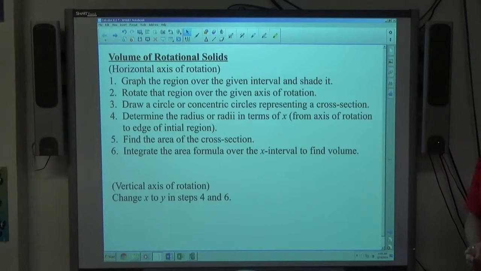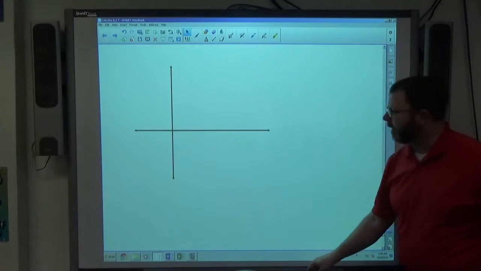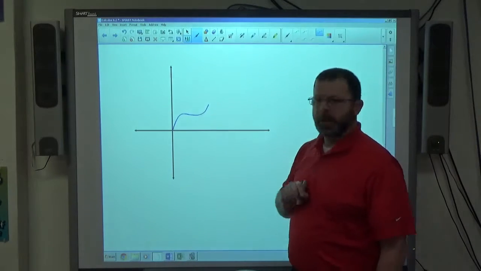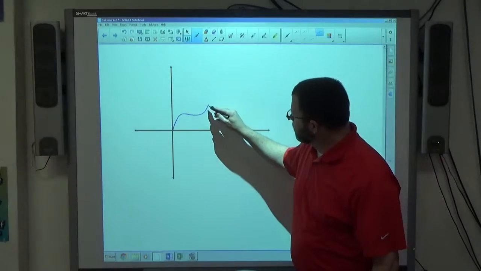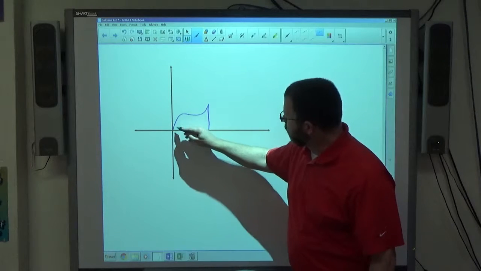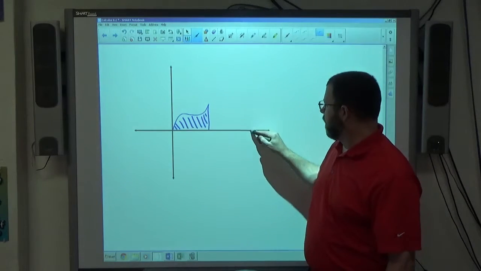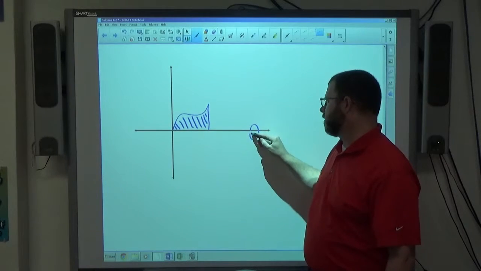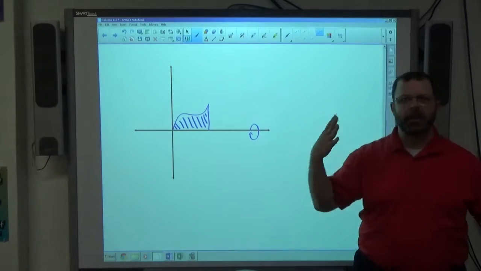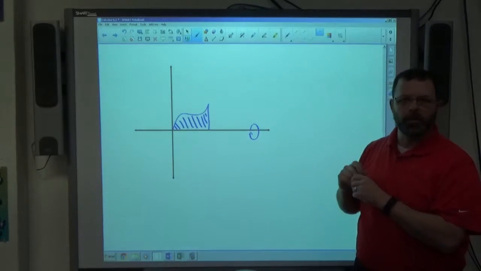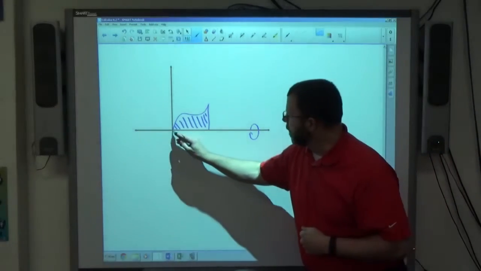All right, chapter 6.2, we're going to be finding volumes of rotated solids, and just to give you an idea of that, you have some graph, whatever it does, let's say it does something weird like that, and it creates some region here, like so. And we take that region and we rotate it about the axis. So you imagine that it's got paint or something on it, and you rotate that picture around. It's going to create a three-dimensional picture.